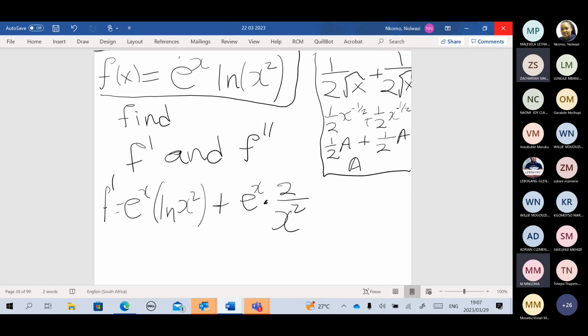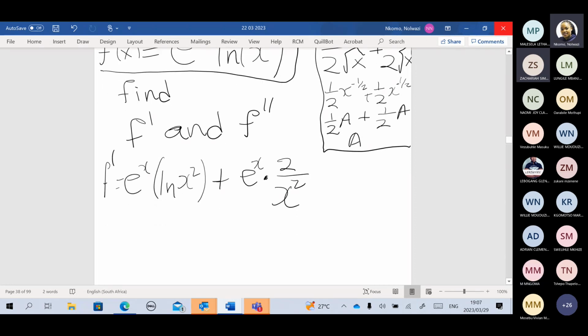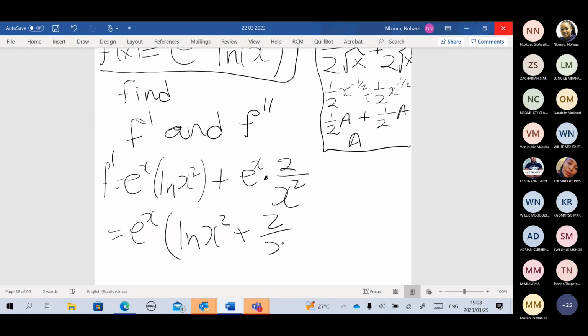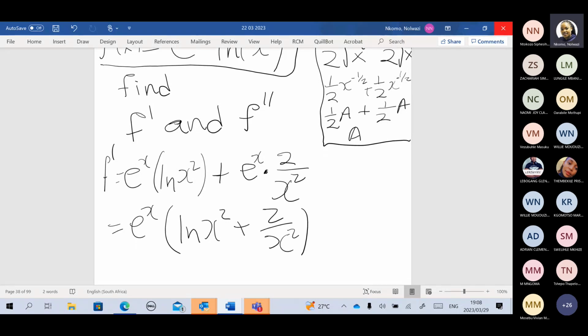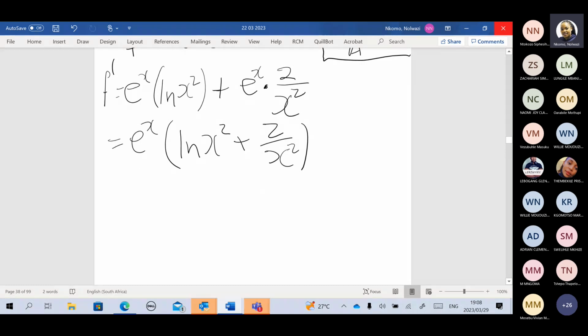You mean the first derivative? Okay, it's e to the power x into ln x squared plus 2 over x. Correct. Did you all get this one? Anyone with a different answer? There's no right or wrong answer, we are all here to learn. Anyone with a different answer?